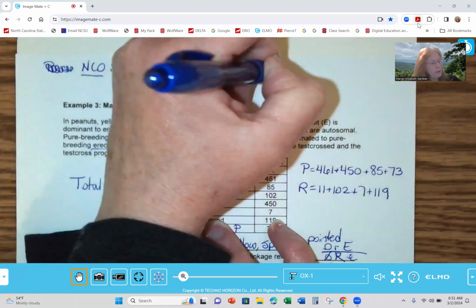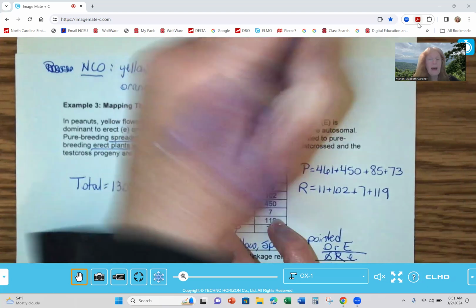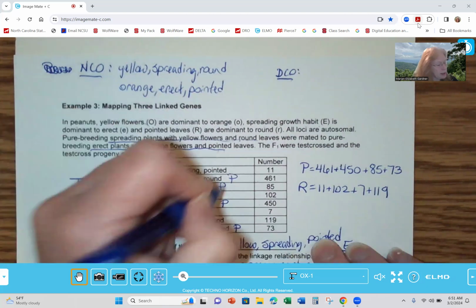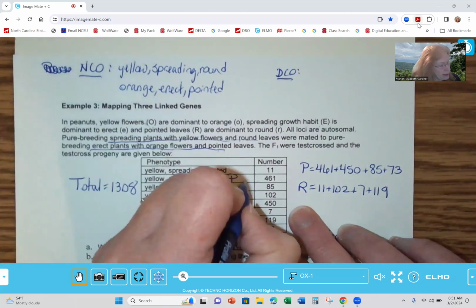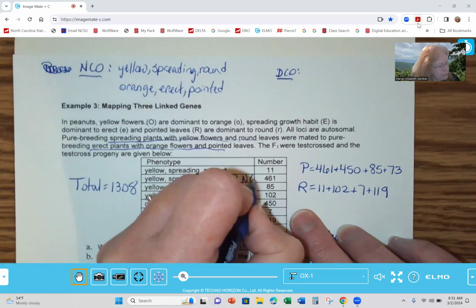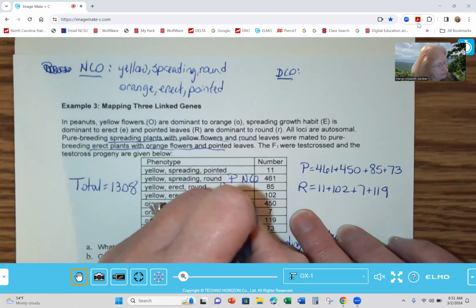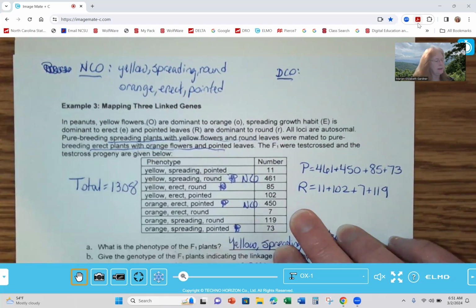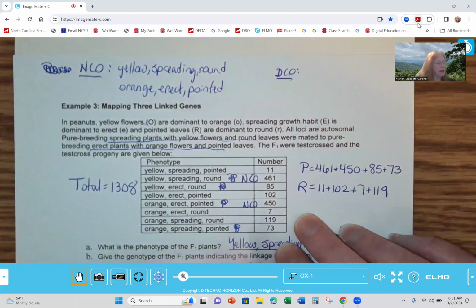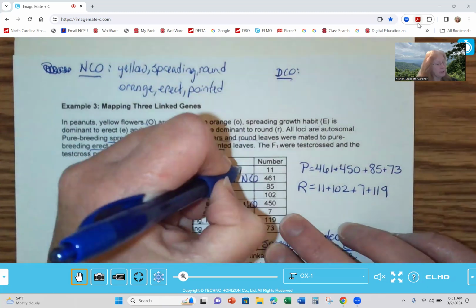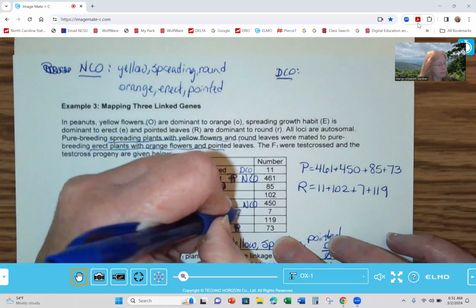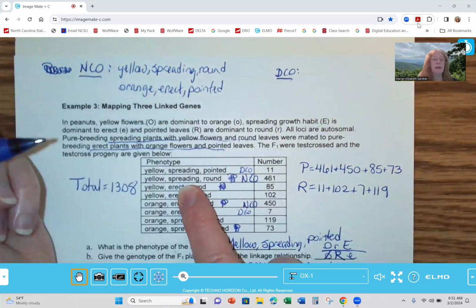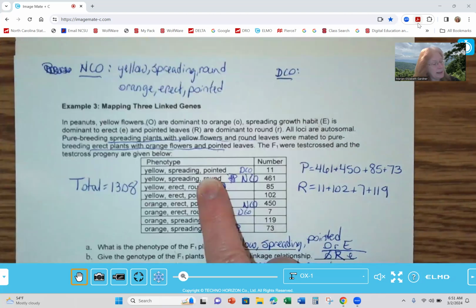And then I write 1 double crossover. It does not matter which double crossover I pick. So our non-crossovers are the 2 pure breeding parents, NCO and NCO. They are the most common. Our double crossovers are the least common. So I want to write 1 double. It doesn't matter which. I'm just going to pick the top one, yellow spreading pointed.